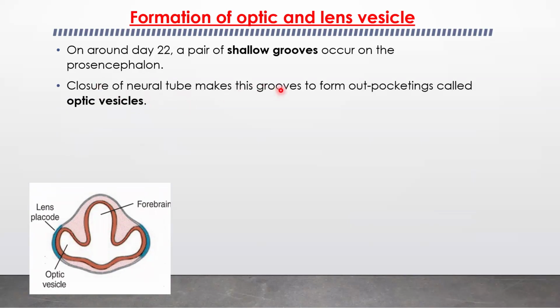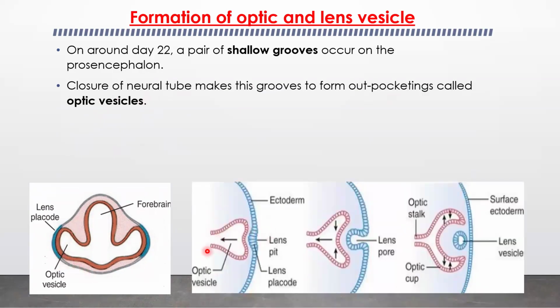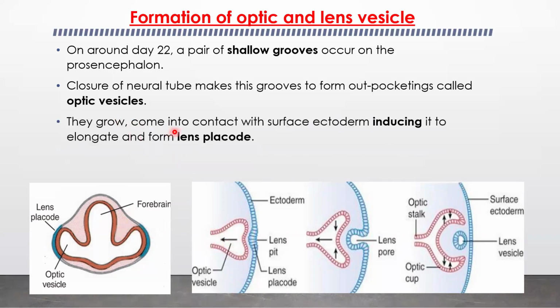Closure of the neural tube makes these grooves form outpocketings called the optic vesicles. Now the encephalon has already closed, and it gives you the optic vesicles, as you can see here. This is at the level of the prosencephalon, this is the surface ectoderm, and the optic vesicle is now developing from the prosencephalon. They grow, and then they come into contact with the surface ectoderm.